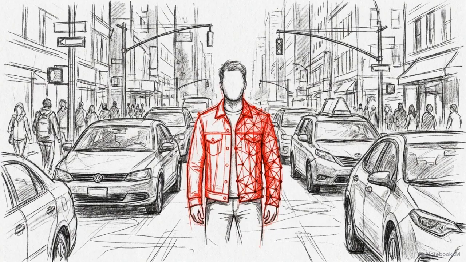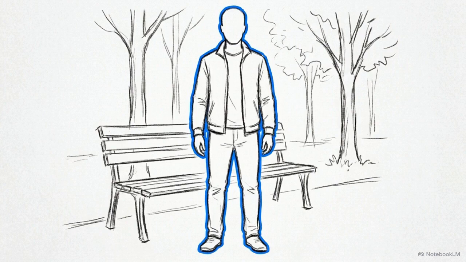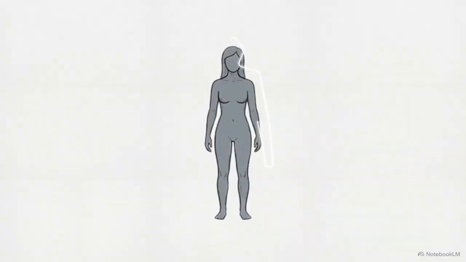The very first hurdle is figuring out where the clothing actually is. In machine learning, this is called semantic segmentation. Before it even looks for a jacket, the algorithm scans the entire image to draw an invisible boundary, separating the human figure from the environment.